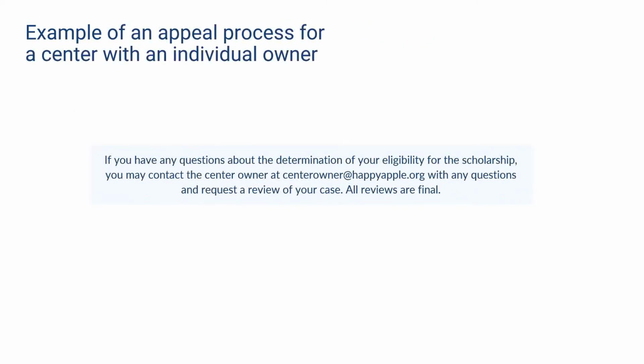So you may have noticed that we did not talk through the appeal processes. We wanted to leave those separate, but you want to make sure that the appeal process is also included in your policies. So this is an example of an appeal process for a center with an individual owner. And it will read, if you have any questions about the determination of your eligibility for the scholarship, you may contact the center owner at their email address with any questions and request a review of your case, and all reviews are final.